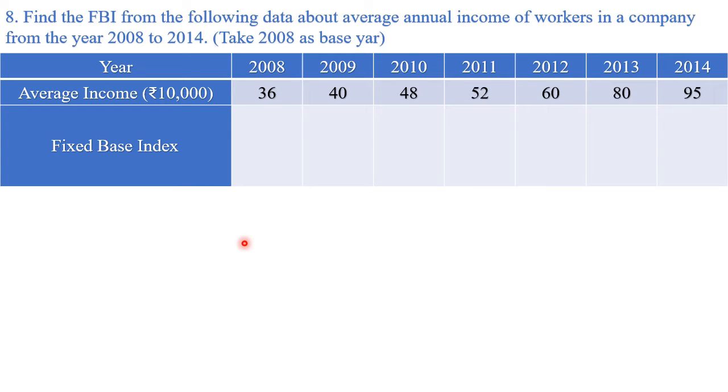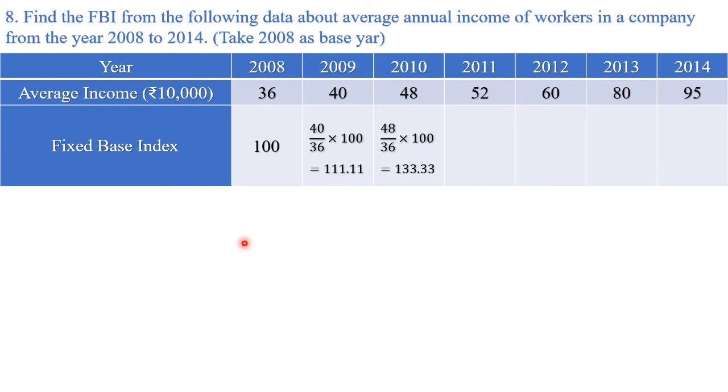That means for the first value, because 2008 is the base year, the index number is always 100. So for 2008 the index number will be 100. Now we are taking a fixed base index number, so the current year 2009 and the base year 2008, that is 40 divided by 36 into 100, and your answer will be 111.11. Similarly for 2010, 48 divided by 36 into 100, 133.33.